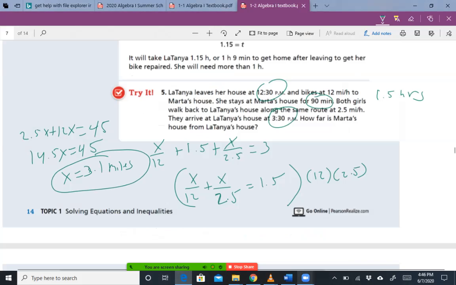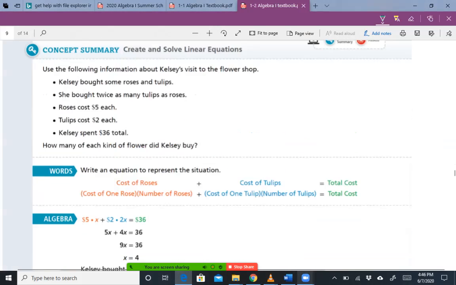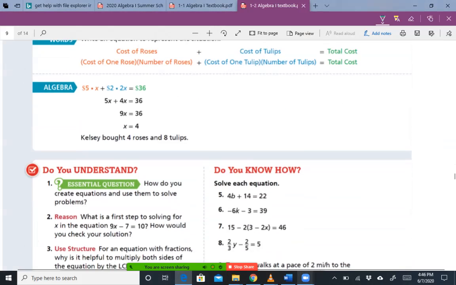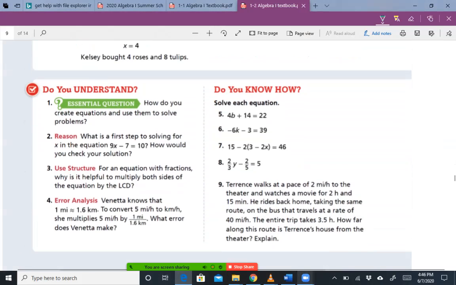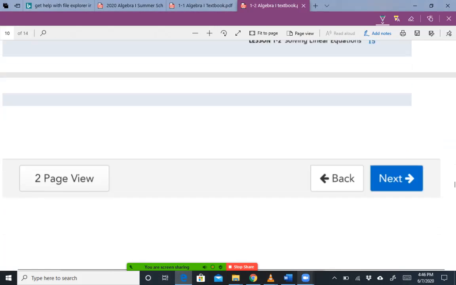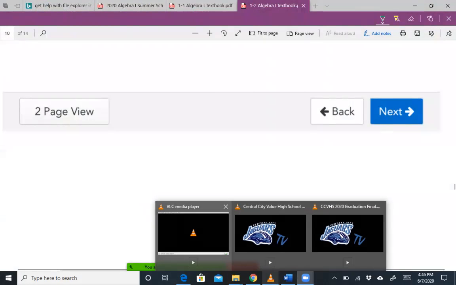Any questions on this? Let me know. All that fun stuff. Okay, there's your concept summary. Again, you need to know how to make equations. Okay, it's all about balancing your equations. All right, so get to it. Lesson 1-2 should be done and good to go.